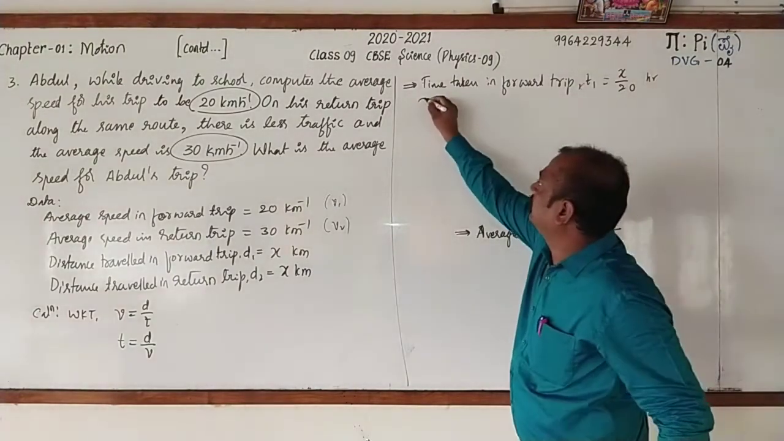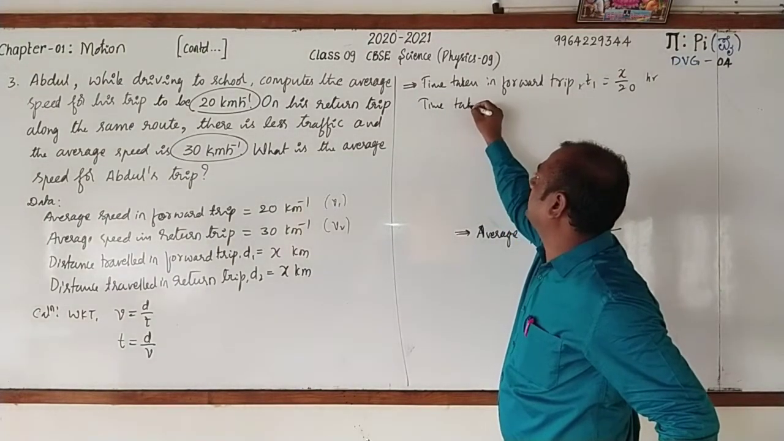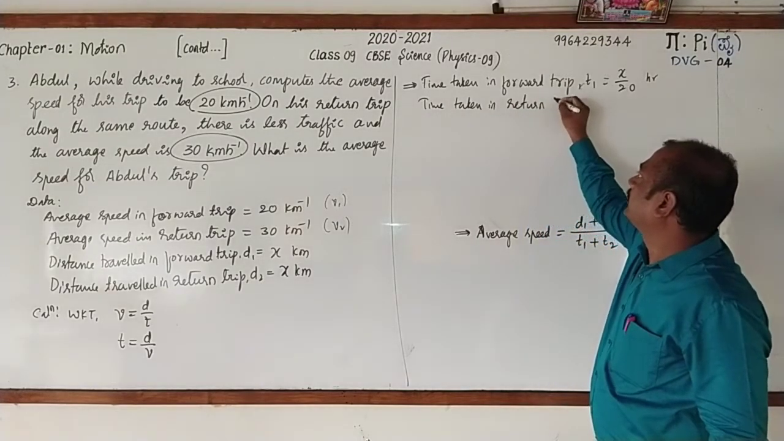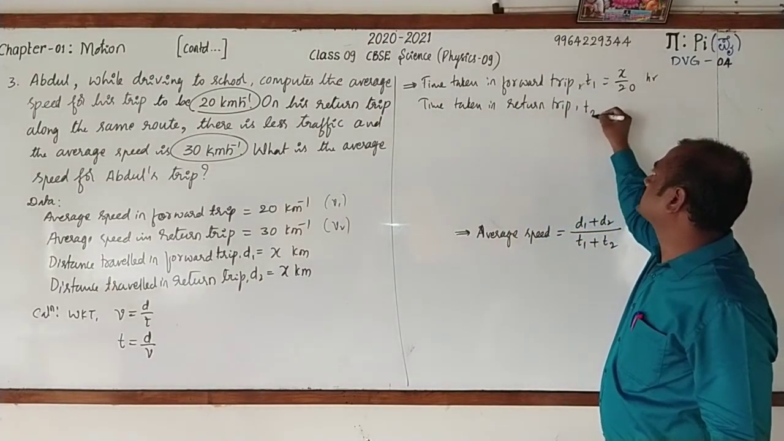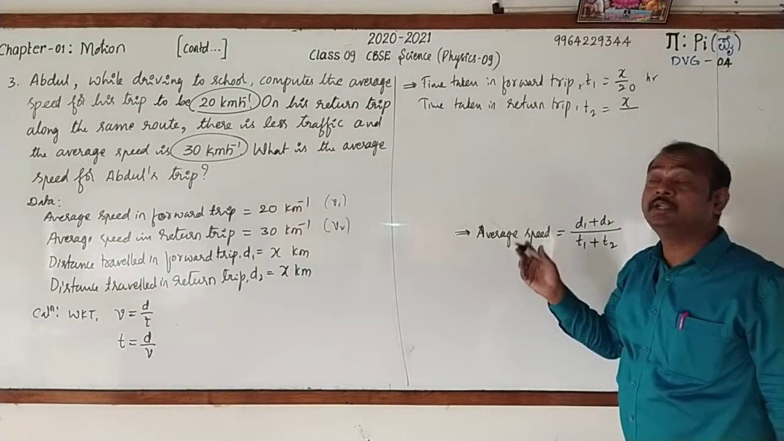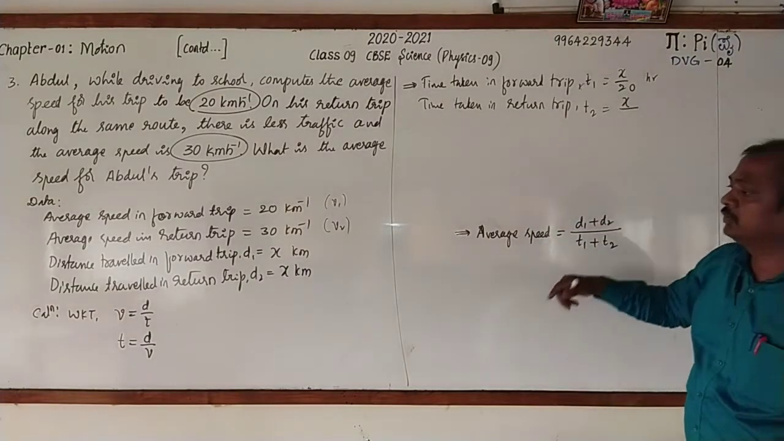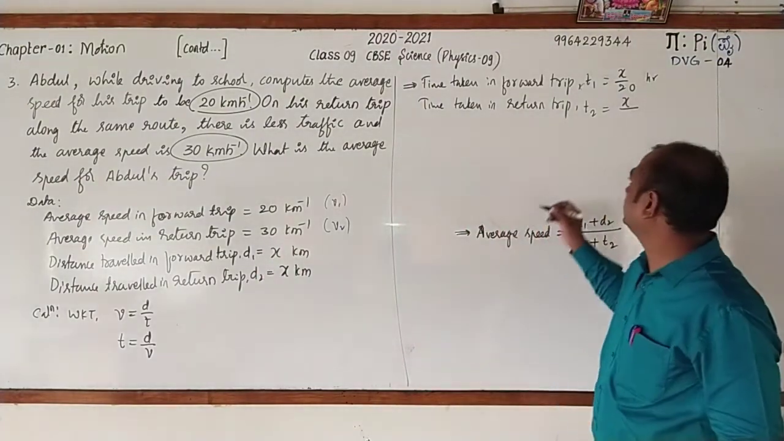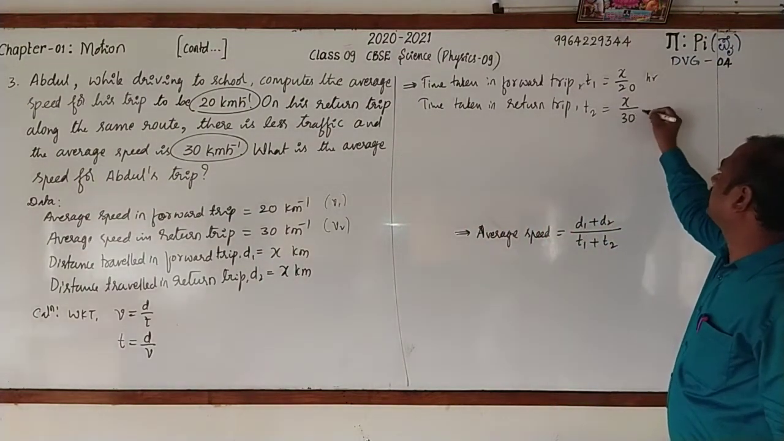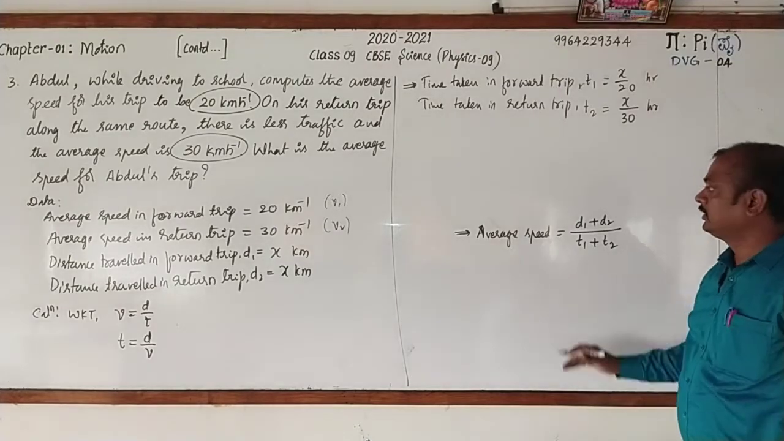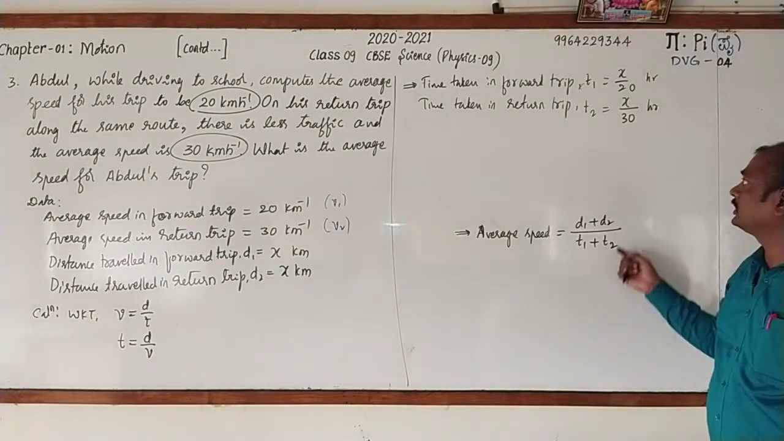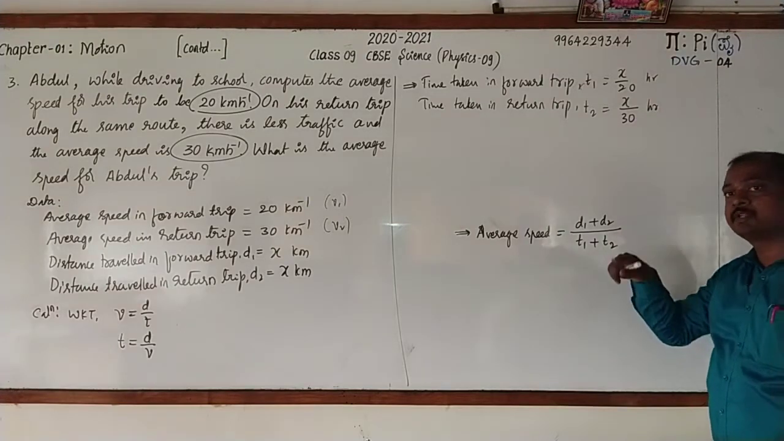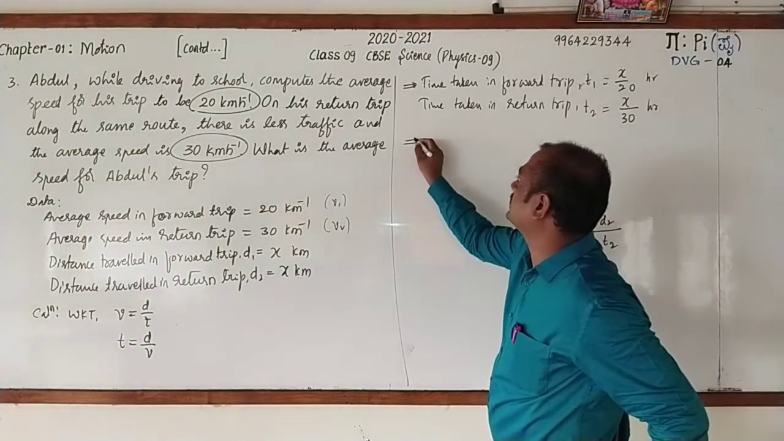Next, again, time taken in return trip. How much? It is T2. It is d2 by V2. d2 is again x, V2 is 30. X by 30. Next, let's go for taking substitution. As these are in fraction, let us go for finding T1 plus T2 directly. Then it will be easier.